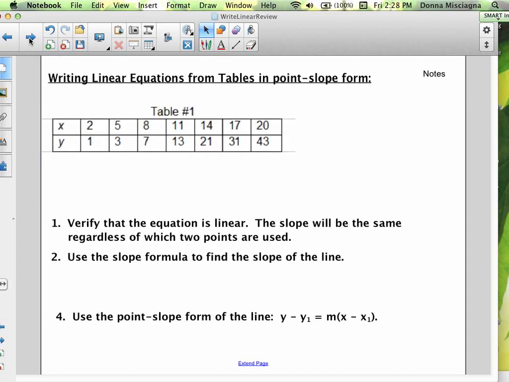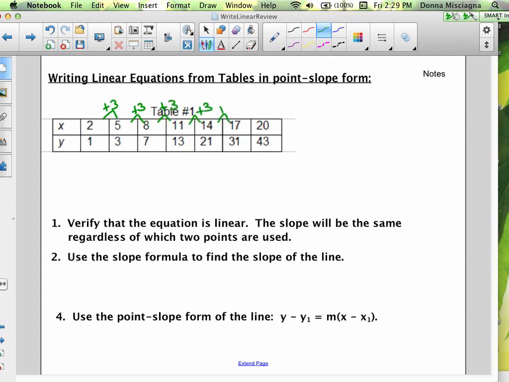Right, so let's take a look at this. Now we don't have a change of 1 in our x's. But let's see. This one is in your notes, but we go up by 3. 5 to 8, we go up by 3. 8 to 11, up by 3. 11 to 14, up by 3. 14 to 17, up by 3. 17 to 20, up by 3. So we still have a constant change, which means that if we have a constant change in the y, we can just use that for our slope.